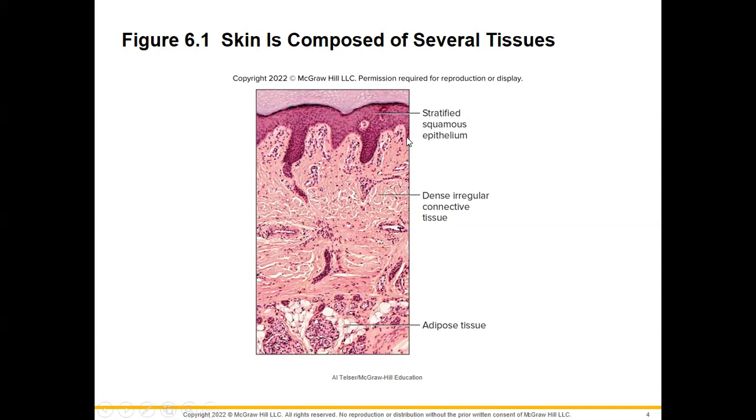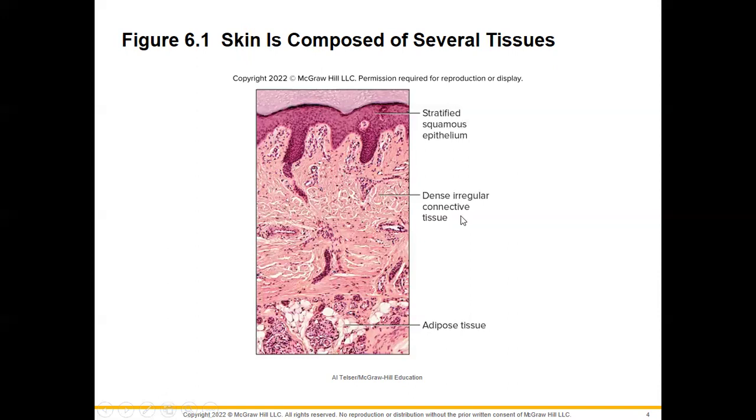You have the basement membrane. Remember, the basement membrane is going to be the deepest part of this stratified squamous epithelium, and the deepest of these cells are going to sit on that basement membrane. The basement membrane is also going to be what separates the epidermis from the dermis. So this lighter pink color is going to be your dermis.